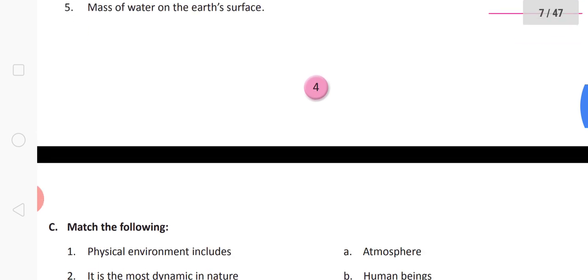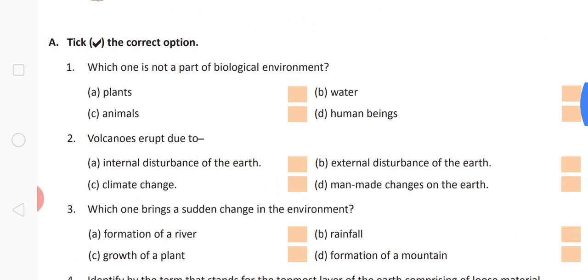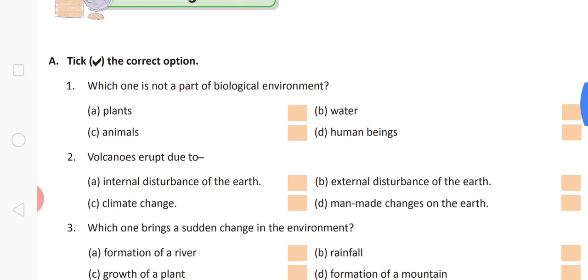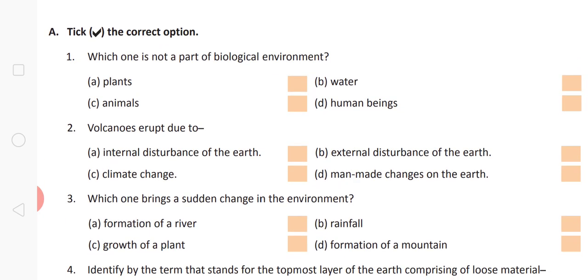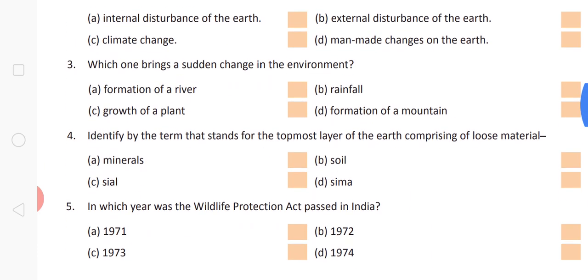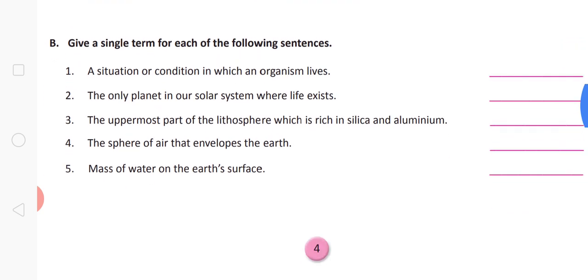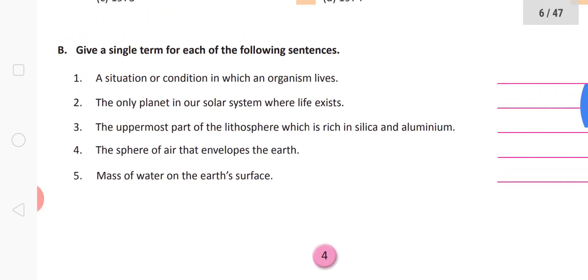Only today you have to do questions A and B. Then the next day, the rest of the questions I will give.